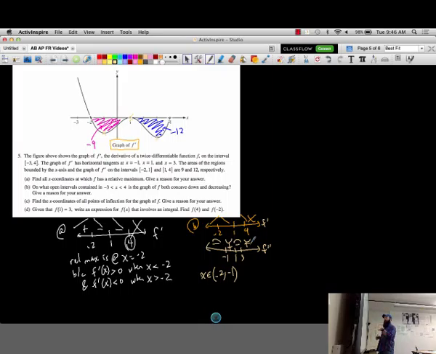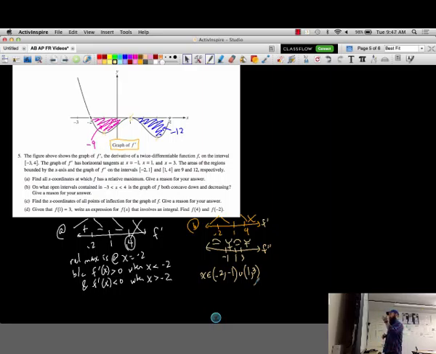When I hit 1, it goes back down again, and the function is still decreasing. So I would include this interval starting at 1 and going up to 3. And then as soon as I hit 3, it's concave up again, so it doesn't fit the category. So these are the intervals, and it says give a reason for your answer.